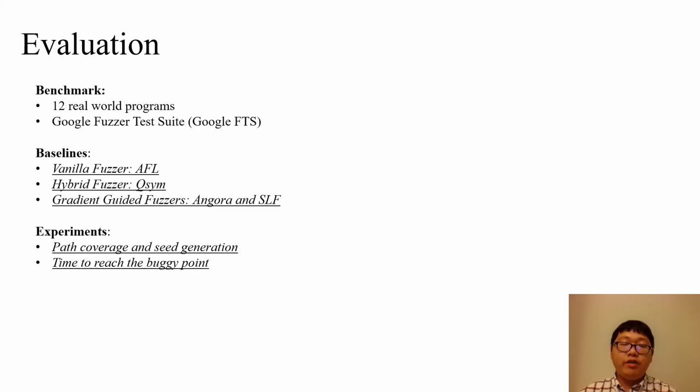Next, I will discuss the evaluation results. Our evaluation is conducted on 2 benchmark sets, including 12 real-world programs that are widely fuzzed by other fuzzers, and the Google Fuzzer test suite. We compare with 4 state-of-the-art fuzzing techniques, including AFL, the most popular vanilla fuzzer, QSIM, which combines symbolic execution with fuzzing, and 2 gradient-guided fuzzers, Angora and its improved version SLF. We performed 2 experiments. The first experiment showed the capability of seed generation and the path coverage. The second experiment shows the bug finding capability by measuring the time of each tool to reach the buggy point.